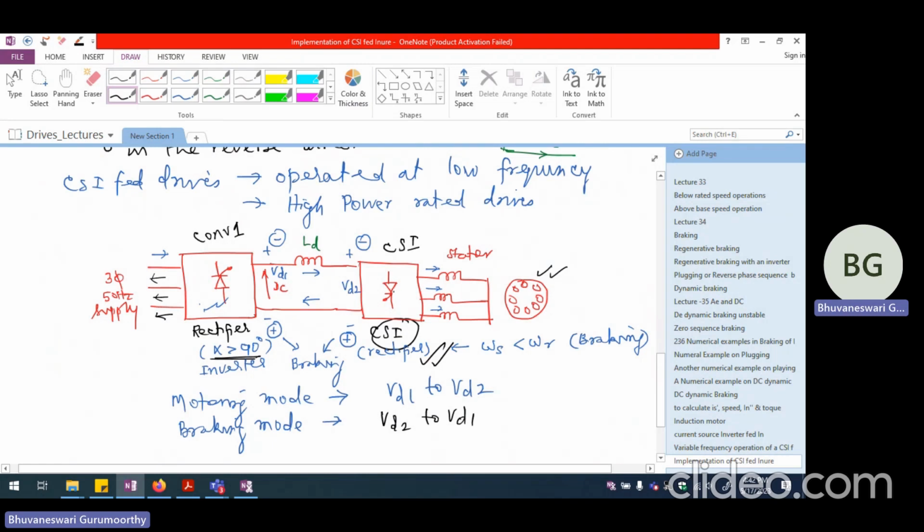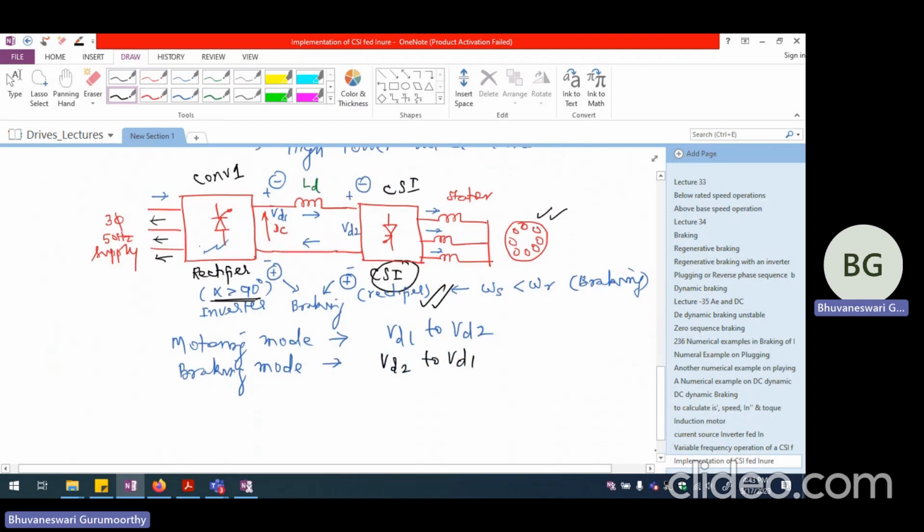So CSI fed drives are inherently suited for large capacity motor applications where braking can be incorporated, and it is very, very easy to change the firing angle from less than 90 to greater than 90 and vice versa. So we would be able to recover the regenerated energy very easily.